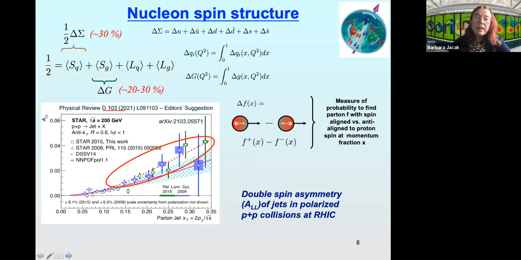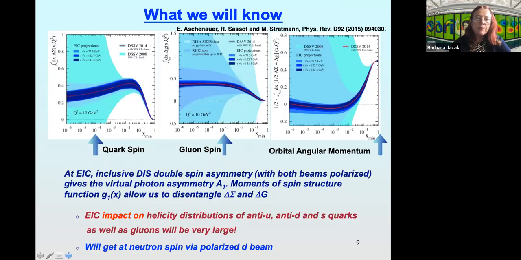And so the net effect of this new result is to significantly reduce the uncertainties in the fits. The way you actually extract delta G from these kinds of measurements is through global fits of lots of data. And that's why the curves always have all kinds of nice letters, as you all know. Now, when we turn on the EIC and do deep inelastic scattering there, we should have a very large impact.